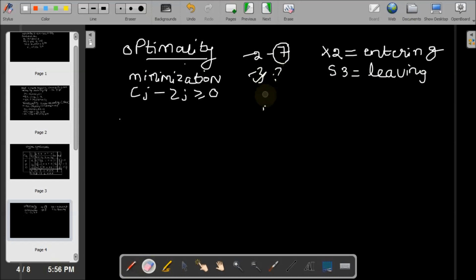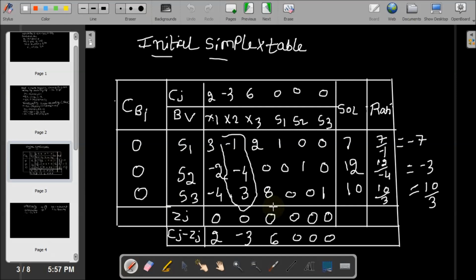Any doubts? If you have any doubts, please post them in the comment section. So in this case, for me it is simple. Only one positive value is there, 10 by 3. So this is my key row. I have to select the key row. I will select the key row here. So this is my key row.